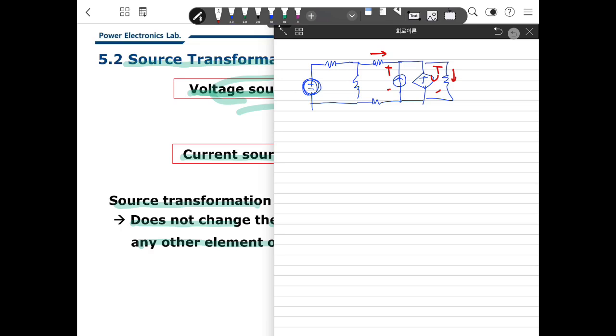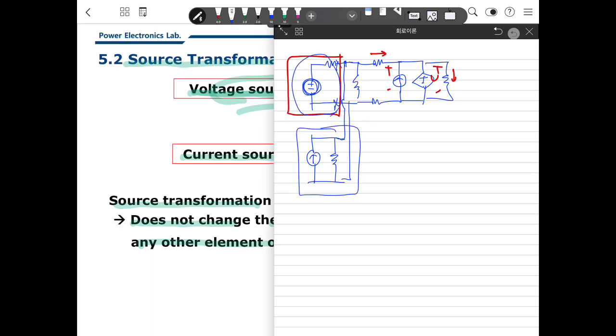If there is one current source circuit with a parallel connected resistor, connected the same way here and here, then this circuit can be replaced with this circuit, and the current and voltage do not change. That means from the viewpoint of this electric circuit, I don't care about the source. It could be a voltage source or a current source. We don't care. Why? All element voltage and current is the same.